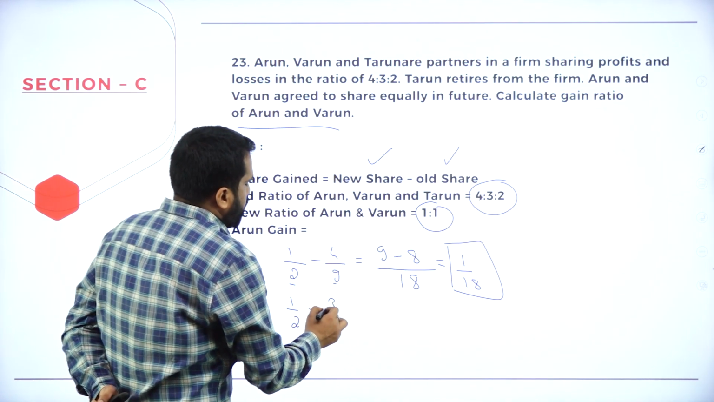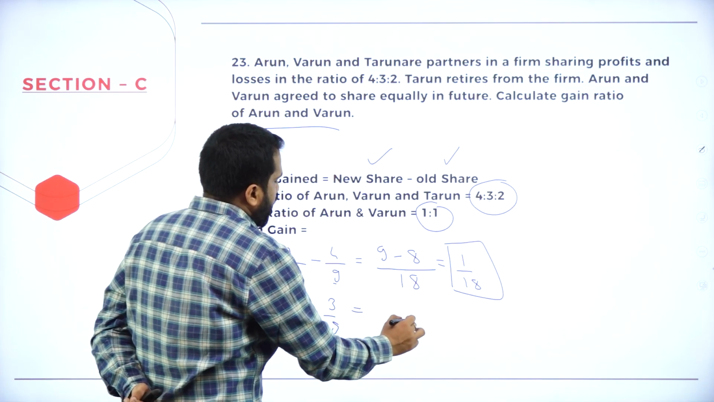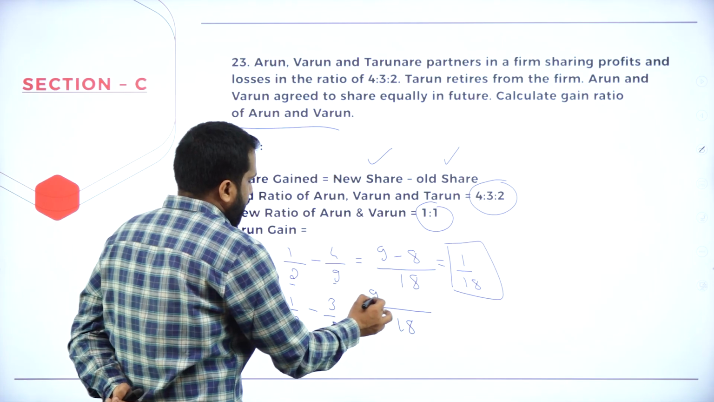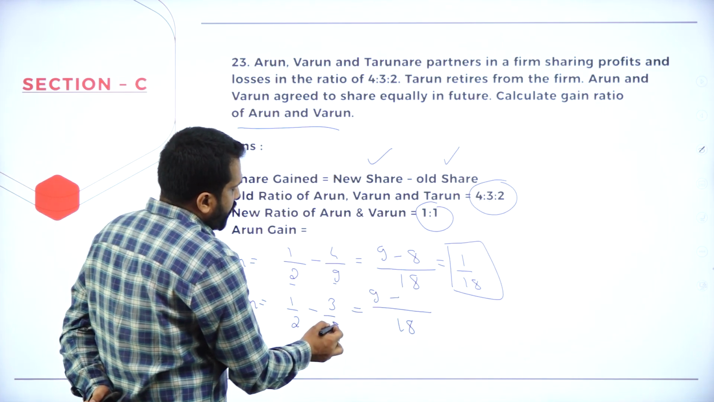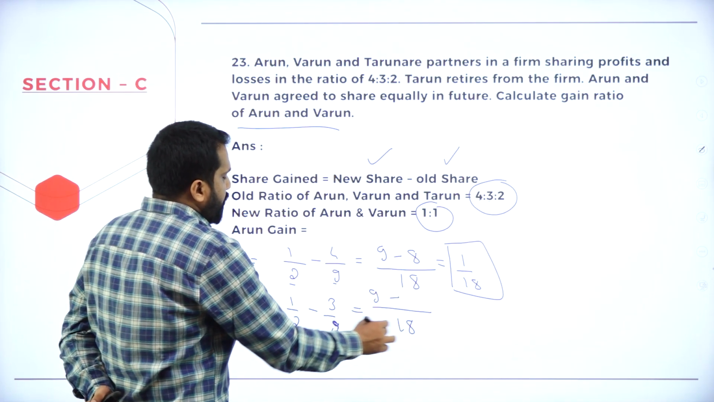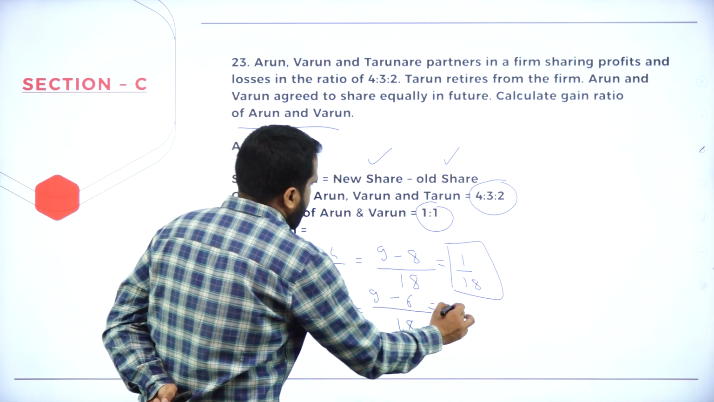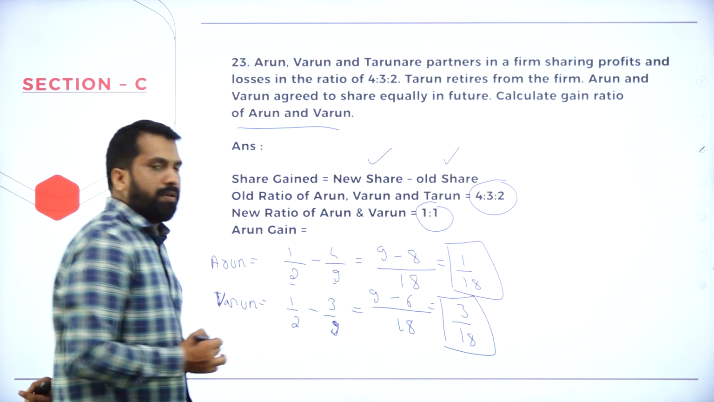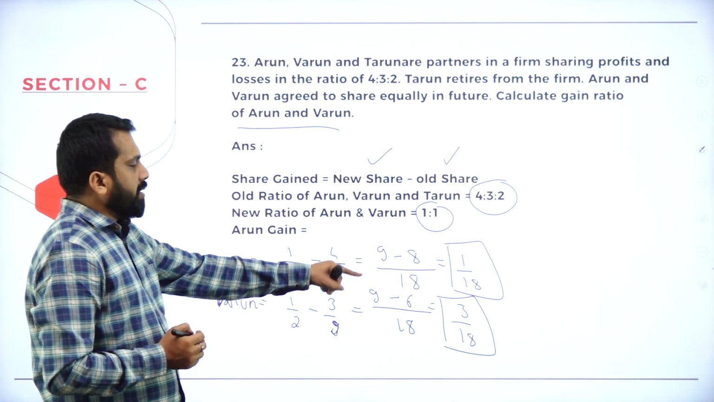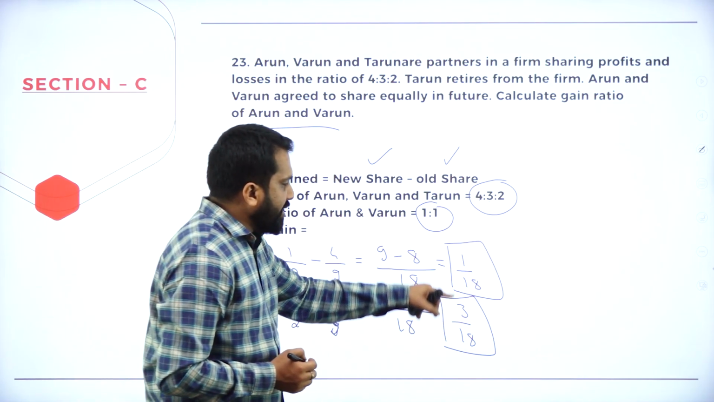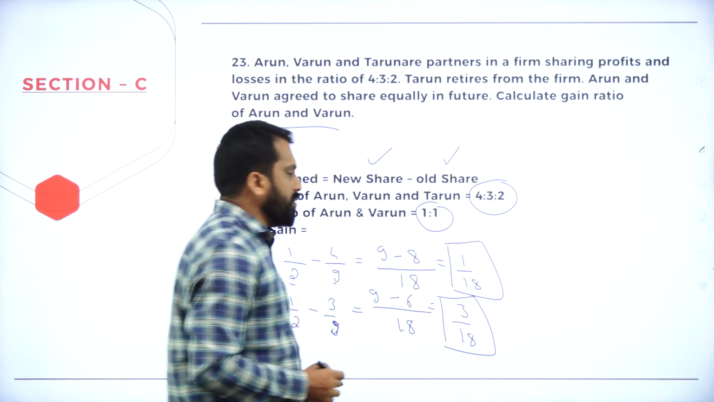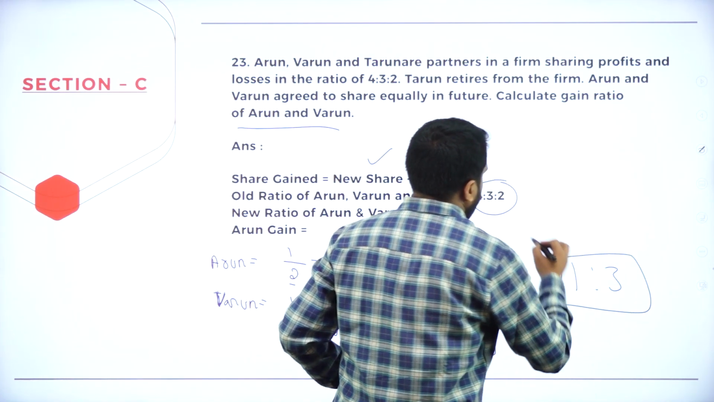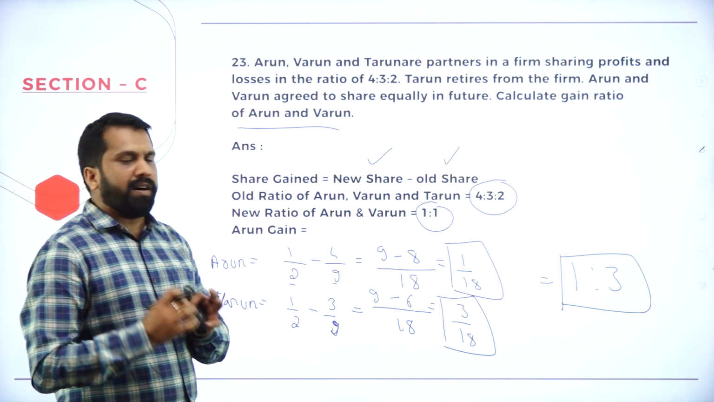3 by 9. LCM will be 18 as it is. 2 9s are 18, 1 9s are 9. So it will be how much? 9. 9 2s are 18, 2 3s are 6. It will be how much? 3 by 18. Hope you got this. So 1 by 18, 3 by 18. The bases are common. So what should be your answer? 1 is to 3.